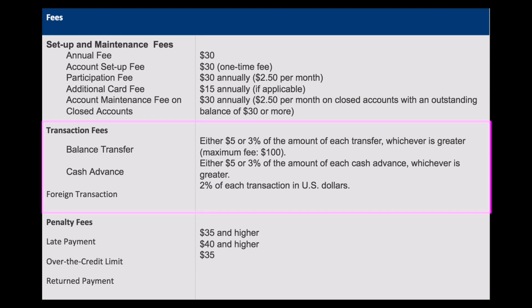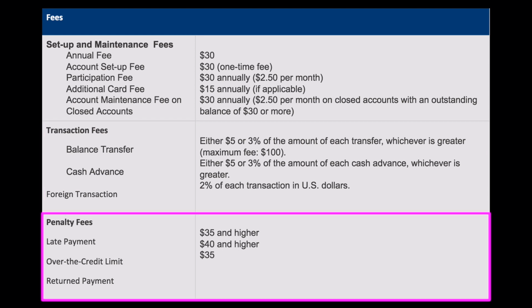The last category is penalty fees. Late payments are charged an extra $35 or more. If you go over your credit limit, you are charged an additional $40. If you make a payment by check and the check is returned, you will pay an additional $35. It is very important that you understand fees and interest charges. These can become very expensive if you do not pay your bills in full and on time.